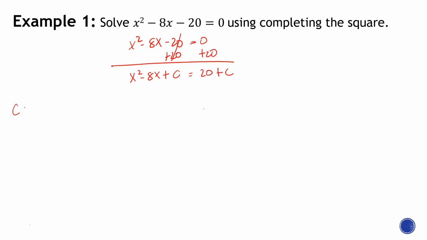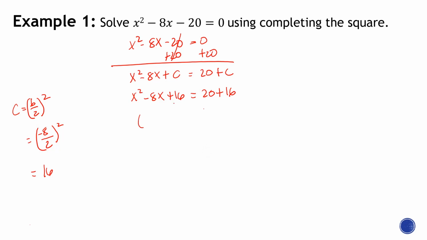And by the way, for c, the formula is (b over 2) squared. b is the numerical coefficient of the second term. Here it's negative 8. Negative 8 over 2 is negative 4, squared, or negative 4 times negative 4, is equal to 16. So this will be x squared minus 8x plus 16 equals 20 plus 16.